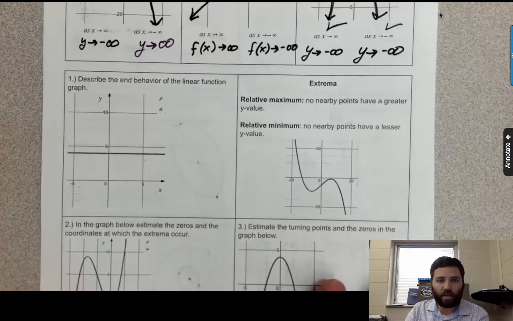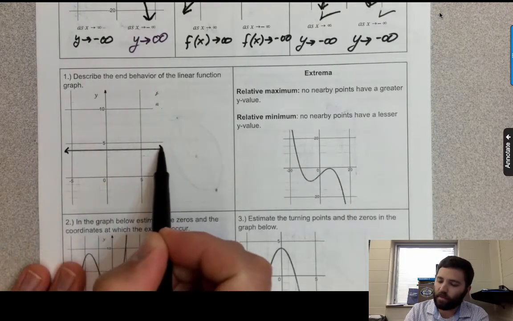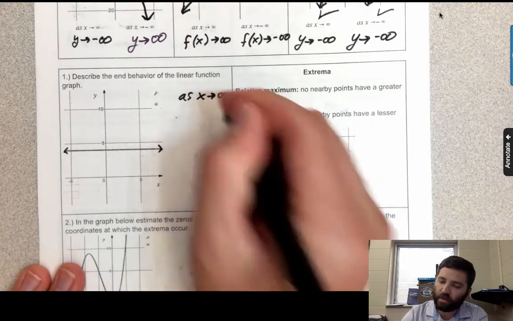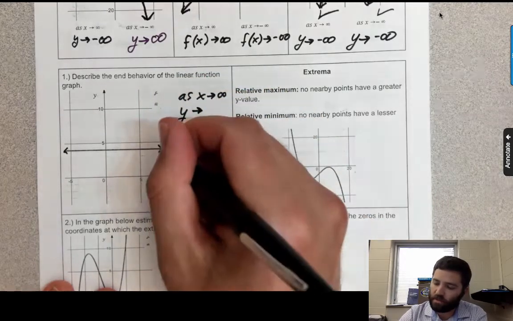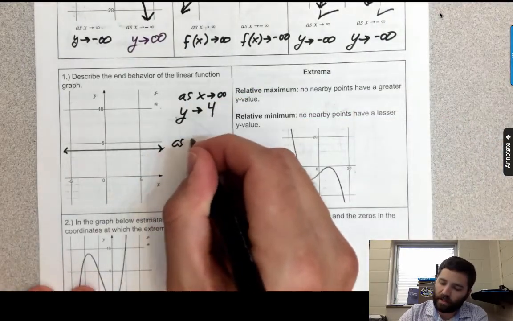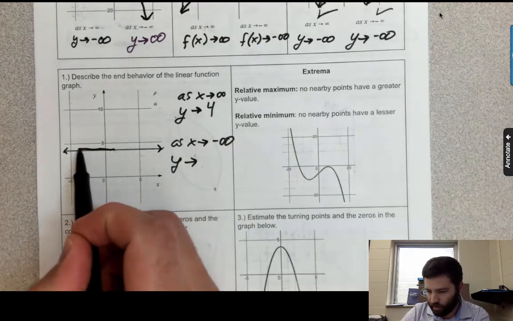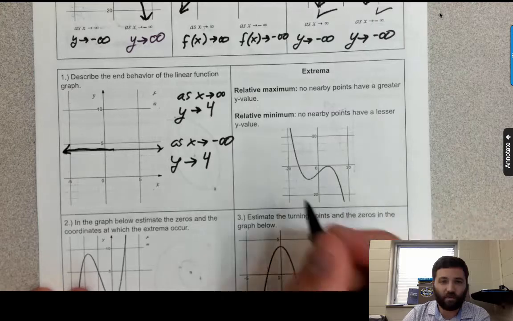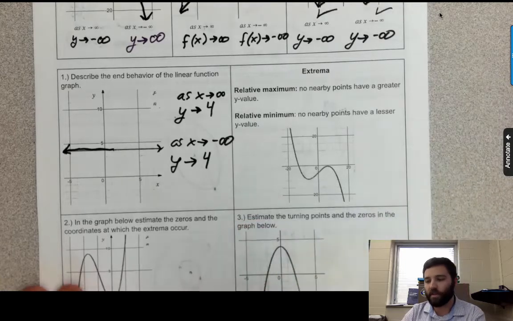All right, let's move on. Describe the end behavior of the linear function. This is just a horizontal line. So we'd write this: as x approaches positive infinity, as we move to the right, y approaches, well, it's always at 4, so y approaches 4. As x approaches negative infinity, as we move to the left along the line, y is still always 4, so y approaches 4. You can even write for both of those that y equals 4 because it does. It is 4 in both directions. Either way is fine. And that's it for end behavior.